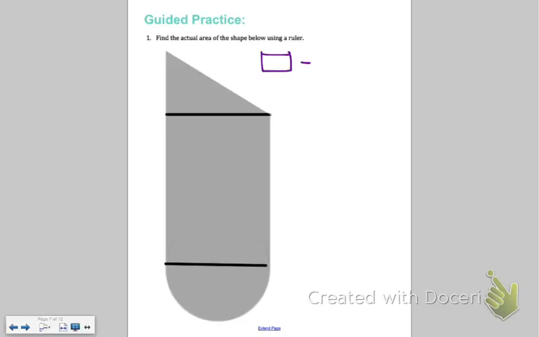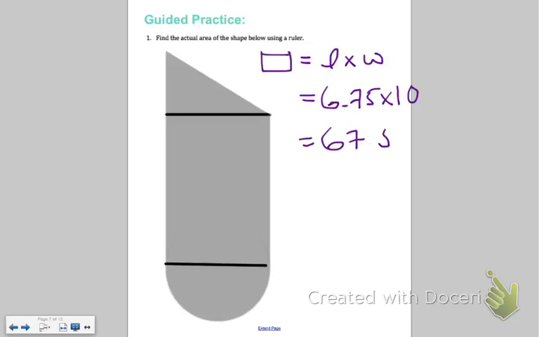The area of our rectangle is represented by the length times the width. The length of our rectangle is 6.75 centimeters multiplied by the width, which is 10, is going to give us 67.5 centimeters squared for the total area.